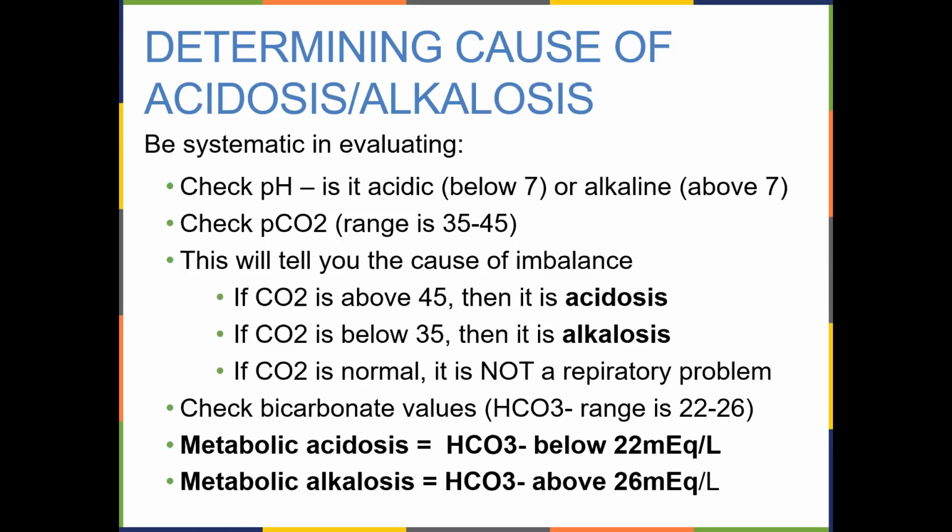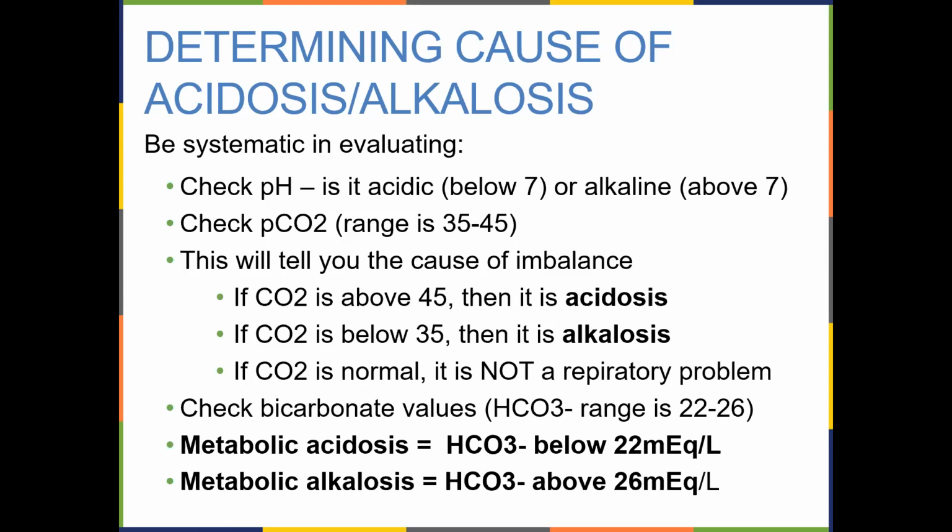So once you know the pH and you know the CO2 levels, you can say, is this a respiratory issue or a metabolic issue? If the CO2 is normal and you're acidic, it is metabolic acidosis. If the CO2 is normal and you're basic, it is metabolic alkalosis. But if the CO2 is low and your pH is high, it's respiratory alkalosis. All you need to know is the pH and the CO2 levels.